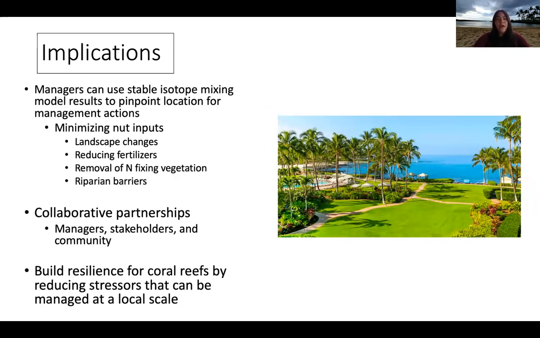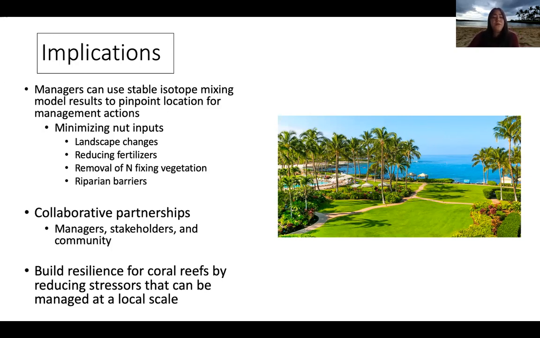Other implications from a management perspective is that managers can use the stable isotope mixing model to better pinpoint locations for management actions and overall just minimizing nutrient inputs. So this can be anything from landscaping changes, reducing fertilizers, or removal of nitrogen fixing vegetation or creating riparian barriers. And by doing all of this, you can also create collaborative partnerships with managers, stakeholders in the community to continue monitoring areas with coral reefs and see if there's a change in water quality by minimizing these inputs.